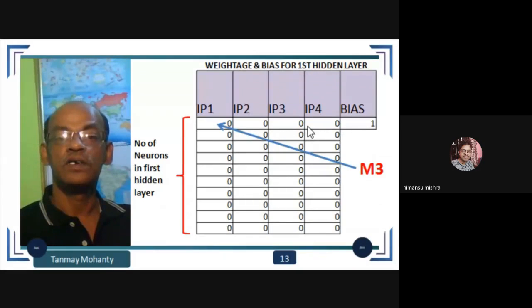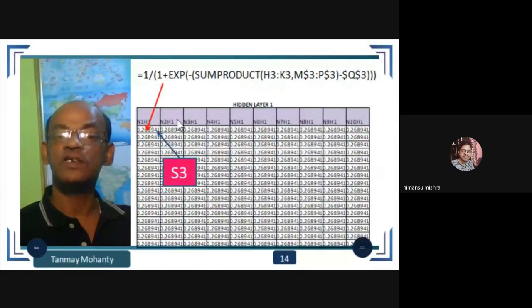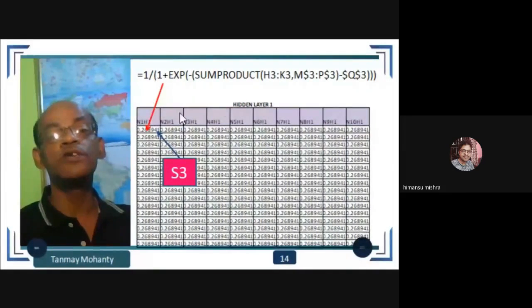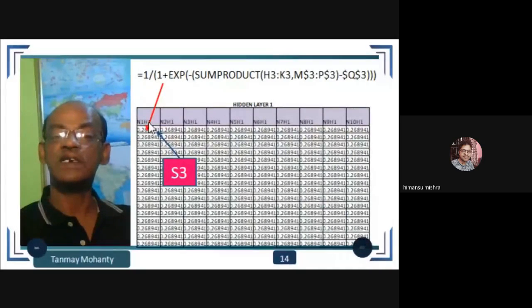Fine. Now once we are doing this, then we are going for computing the perceptron in each of the neurons in the hidden layer. There are 10 neurons in the hidden layer, and here is neuron 1, neuron 2, neuron 3, neuron 4, and we have got all 16 sets of data. So for each one we need to compute the perceptron. The perceptron formula we have already seen. That is 1 by 1 plus e to the power minus x.